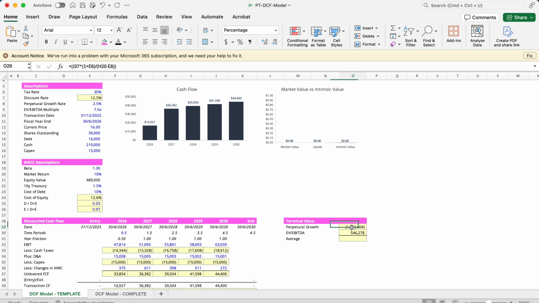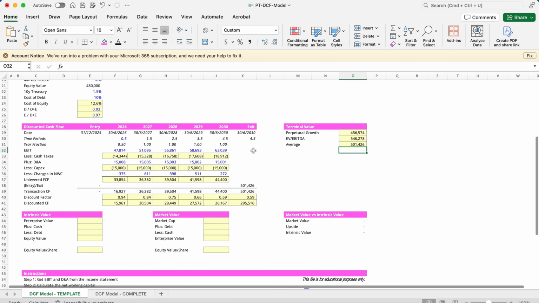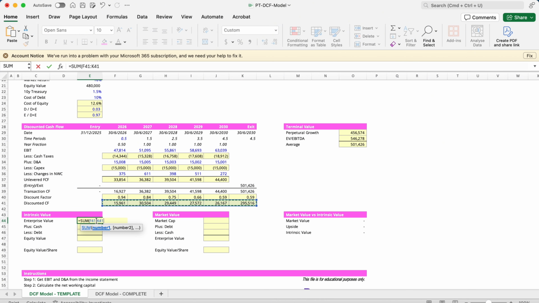So let's fix that one back out up there. Cool. Then we just take the average of those two. So now we've got our 501. We discounted it. It's automatically flowed through there because we set that up before. Then we need to take our enterprise value, which is just the sum of all these items here.